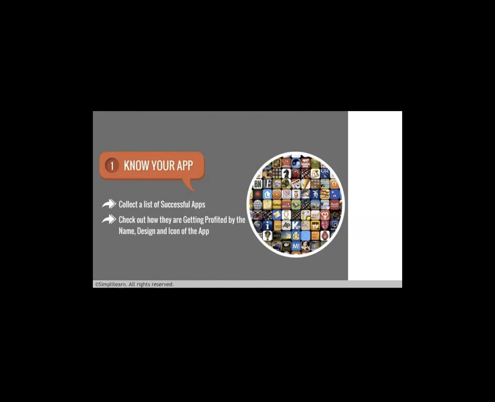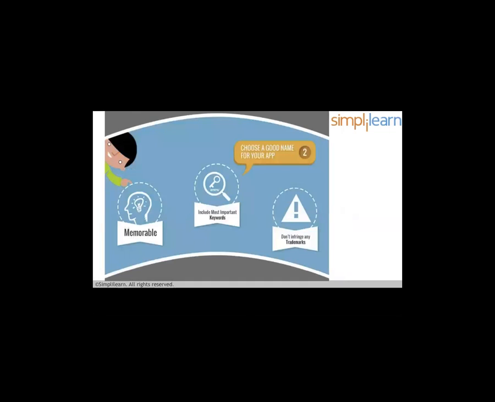In that also, you should keep doing an initial phase of sort of A-B testing. Certain times you use app icon number one, certain times app icon number two, and then try to see which one has given you more installs. The one which gives you more installs, go ahead with that. Right, so first of all choose a good name for your app, something easily recognizable, easily memorable.